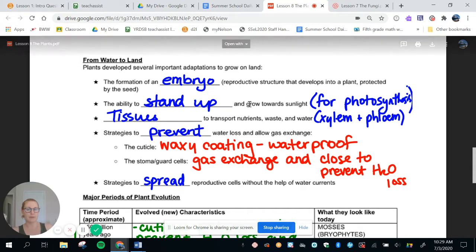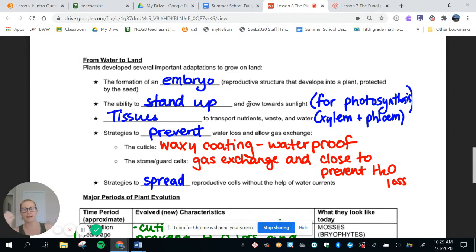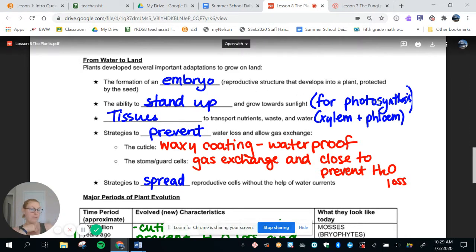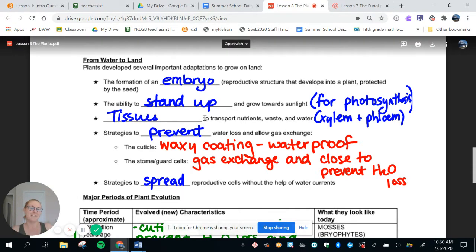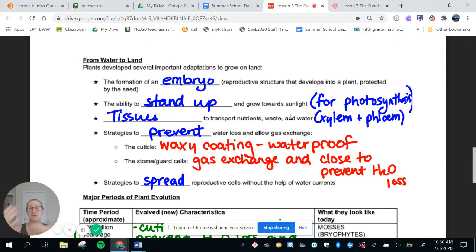We also see them growing straight upward, and that is helpful for photosynthesis. Likewise, tissues like the xylem and phloem are basically tubes running all throughout the plant up and down, which allow the plant to actually transport water to where it's needed.